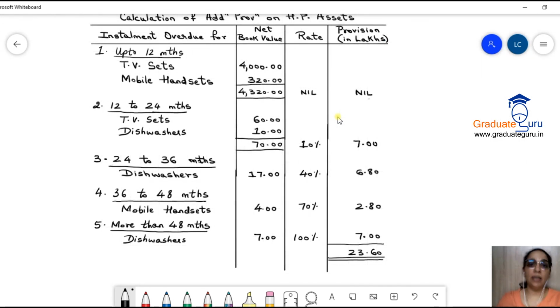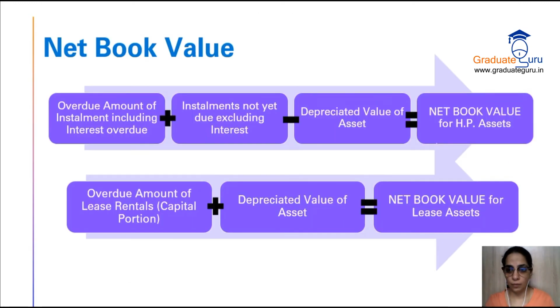Now, later on, once we've understood what is net book value, we'll be doing a sum which will be based on calculating the net book value or asset value and then creating the provision. So, as you are seeing over here, this is how we are going to calculate net book value. अब दोनों assets के लिए the calculation is slightly different. So, if it is hire purchase assets, this is our formula. I'll just explain it to you in a while. And if it is lease assets, then this is the formula.